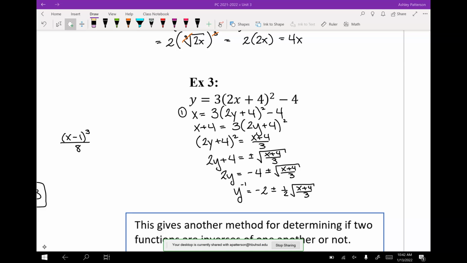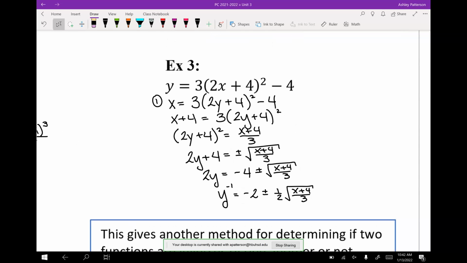And that led us here to example number 3. And we saw that its inverse wasn't a function. Remember, we talked about it's a square root with the positive and the negative. And whoopsies, it's not a function. That's bad. We need to be able to find the inverse that is a function.